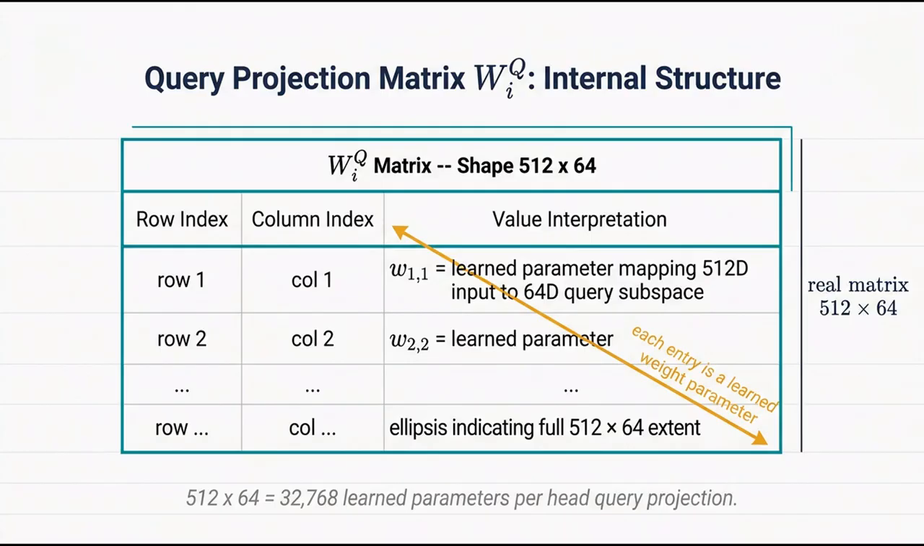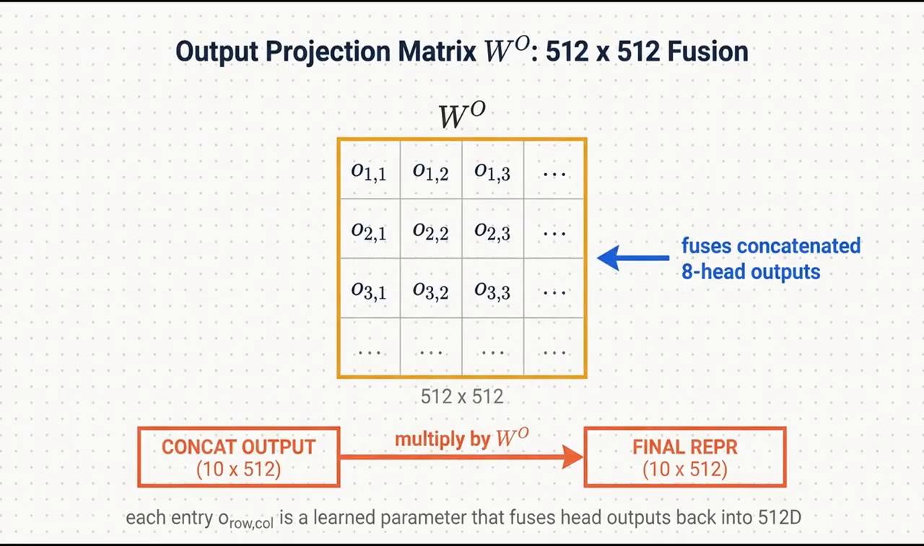The W sub i superscript Q matrix is a 512 by 64 weight matrix, where each entry W sub row column is a learned parameter that maps the 512-dimensional input to the 64-dimensional query subspace. And the output projection matrix W superscript O is a 512 by 512 matrix, where each entry O sub row column is a learned parameter that fuses the concatenated head outputs back into the original 512-dimensional representation space.